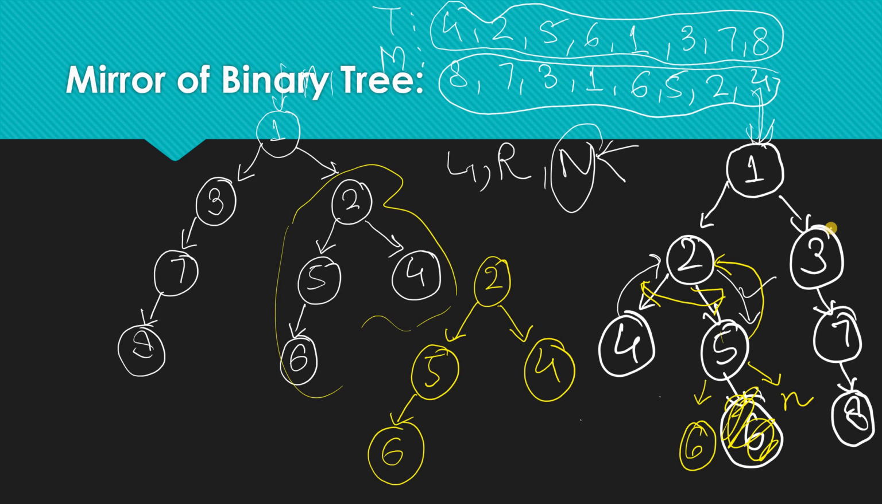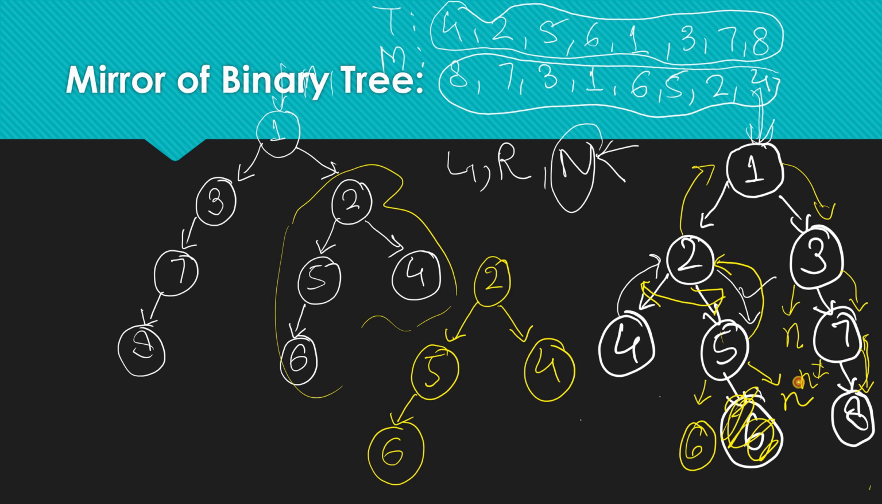Now again we'll do the same thing here for 3. After 2 we'll come here. For 1 the left part is explored, so we'll explore the right part, so we'll come here for 3. For 3 we'll again go into the left part which is null, so we go into the right part. For 7 we'll again go into the left part which is null, so we'll come into the right part. For 8 we'll go into the left part, then the right part. They both are null, so we'll swap, but we'll not see the change because both are null, so nothing will happen. Now we'll come back to 7.